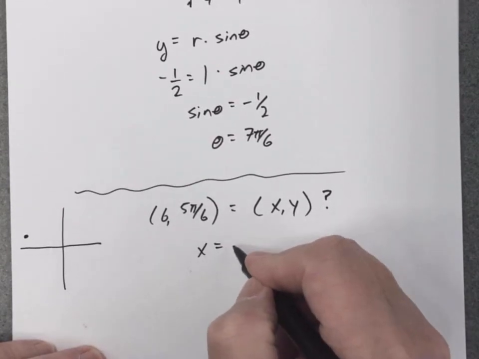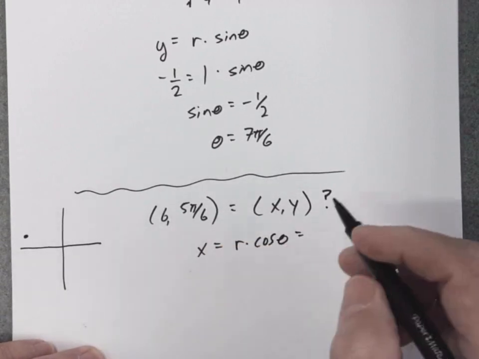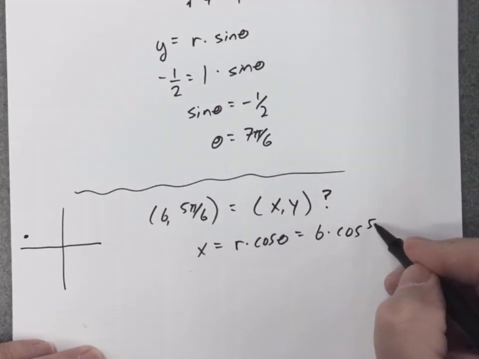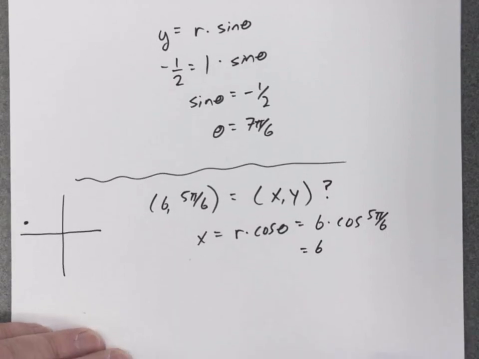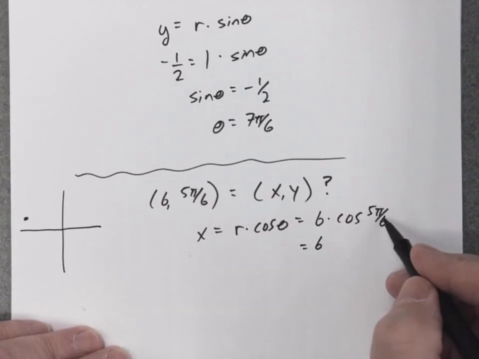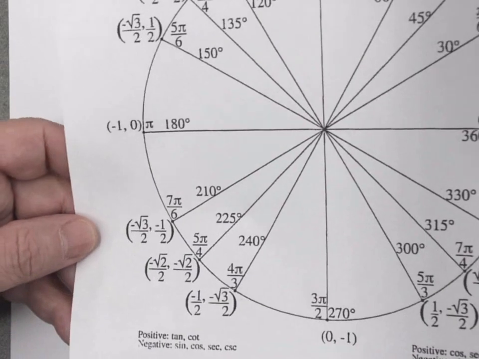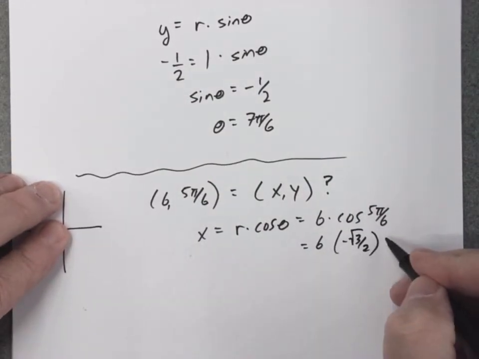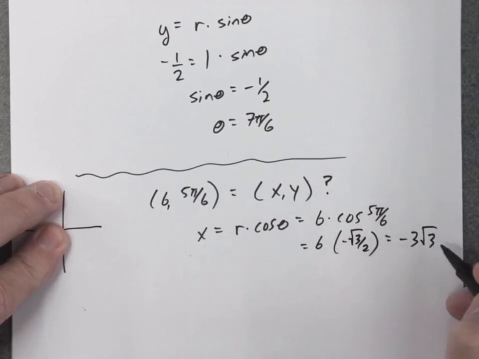So x equals r cosine of theta. r is 6. Cosine of theta is cosine of 5 pi over 6. This is a special angle. Cosine of 5 pi over 6, I know, is negative square root of 3 over 2. 6 over 2 is 3. This ends up being negative 3 square root of 3.